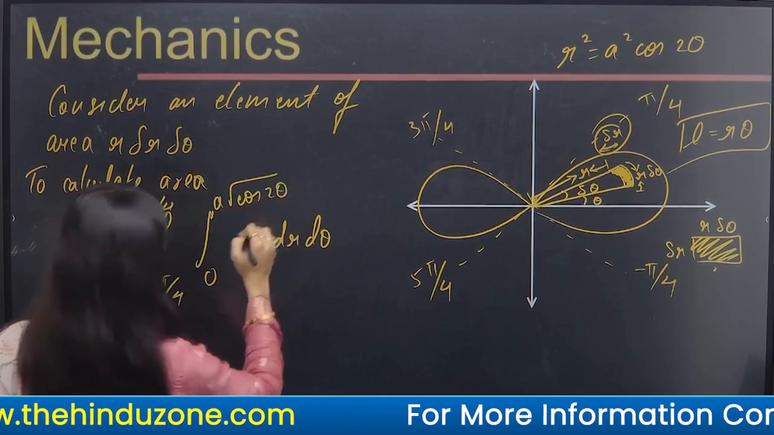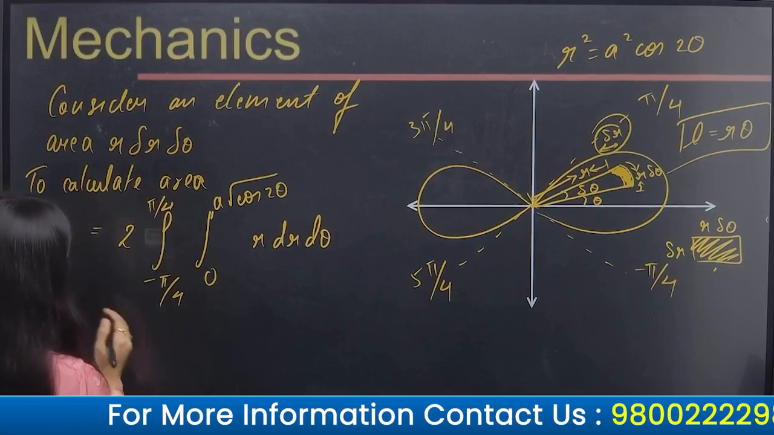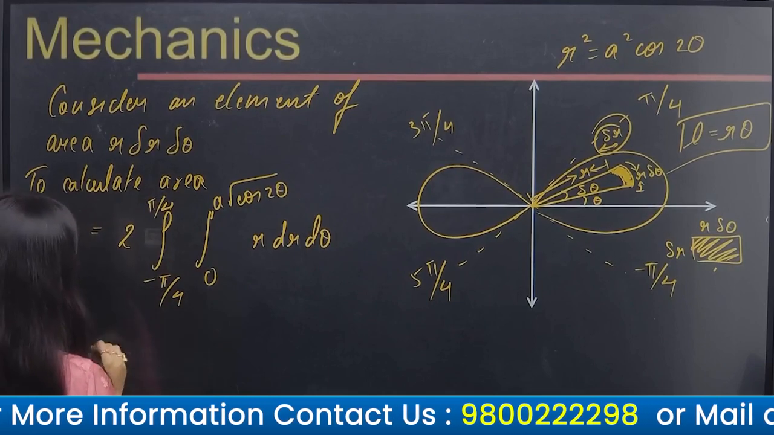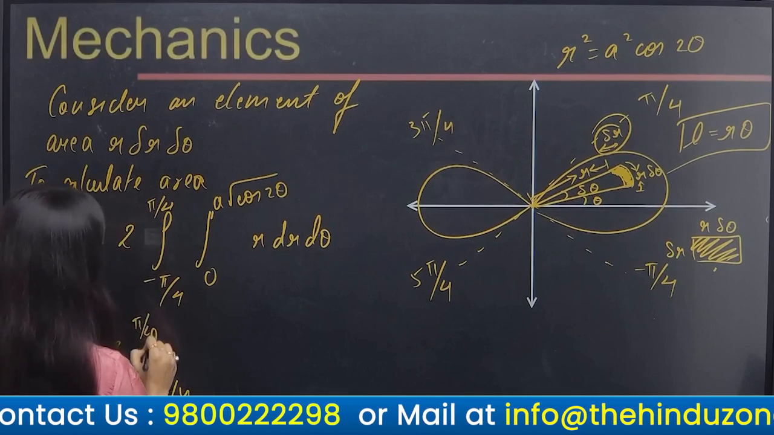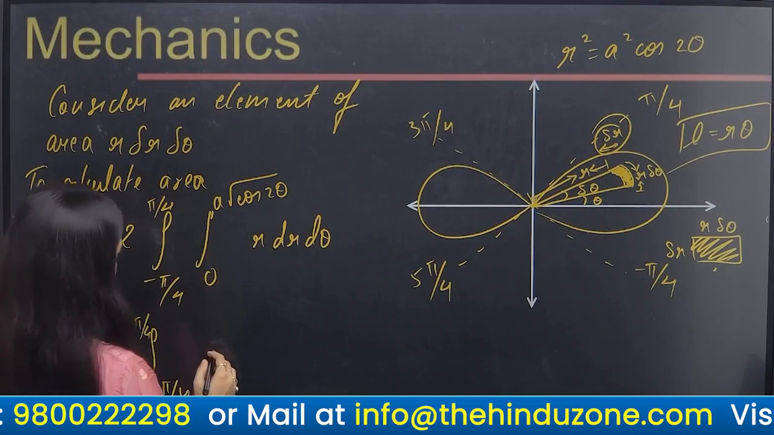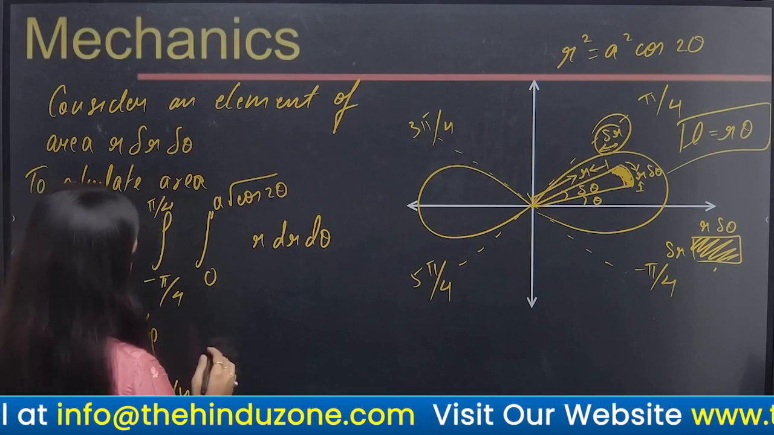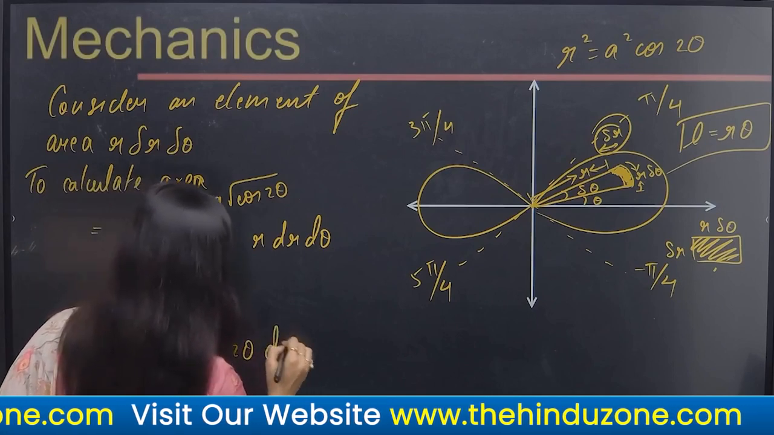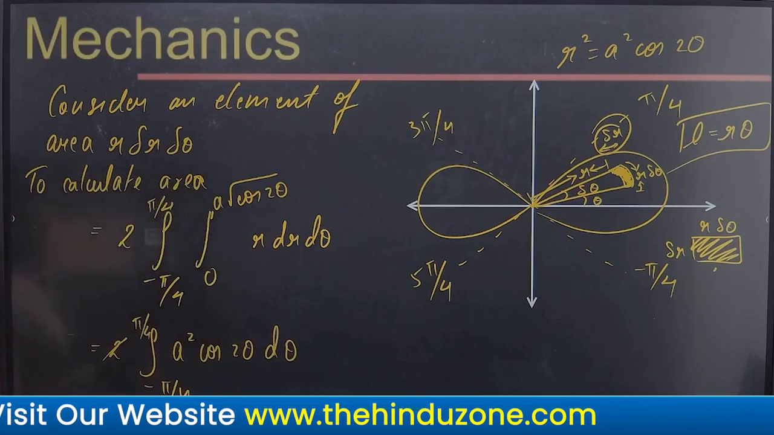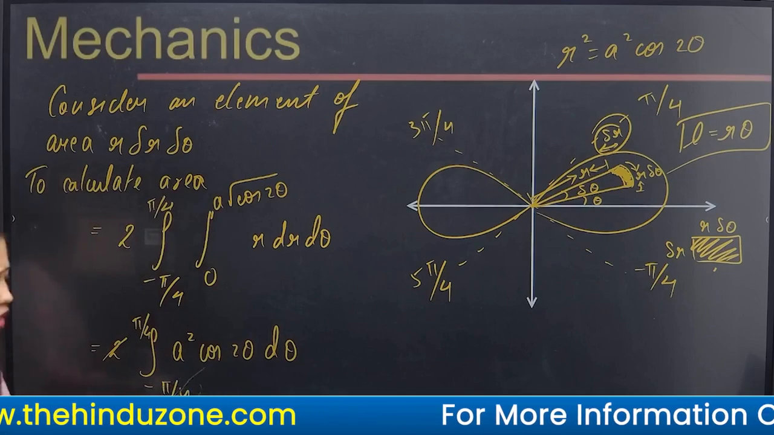Cos 2 theta. So it's independent of R, it can be outside. This is from minus pi by 4 to pi by 4, and it is R square by 2. So this 2 cancels, and R square is A square cos 2 theta d theta. This can be integrated directly, giving sine 2 theta.